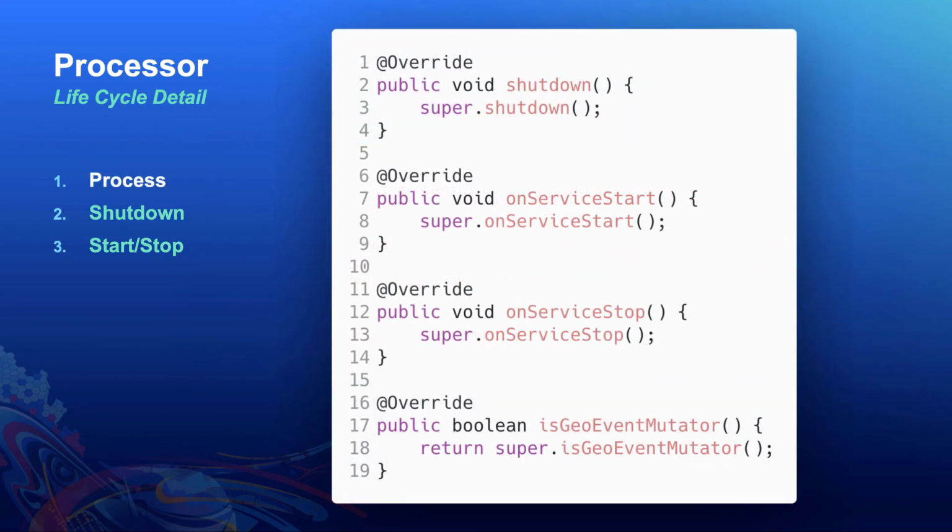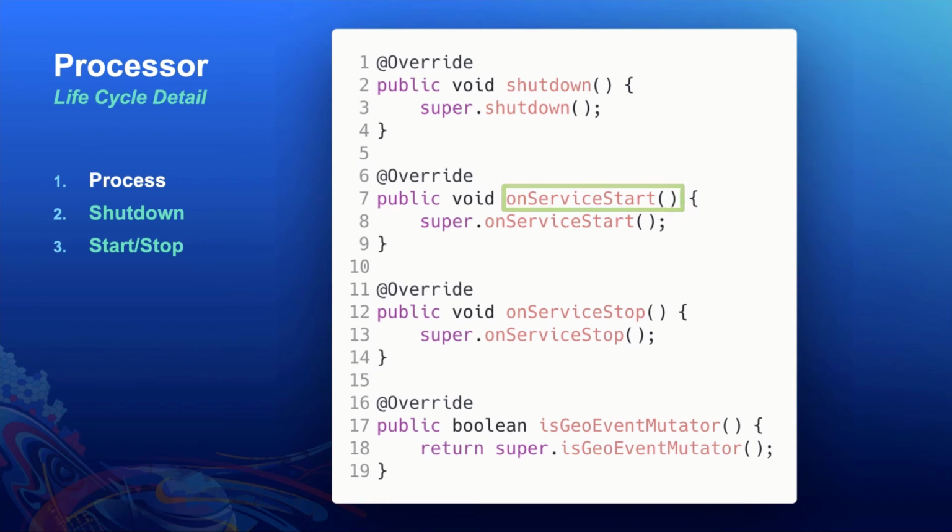With processors, there are also some optional methods that could help with resource management. First, the shutdown method, which gets called when GeoEvent Server is shutting down. Now please keep in mind that I did say server and not the service. The onServiceStart method will get called when the GeoEvent service is starting. This is a good place to perform some initial logic needed for your processors.